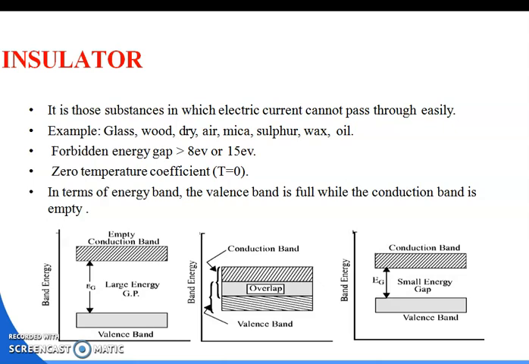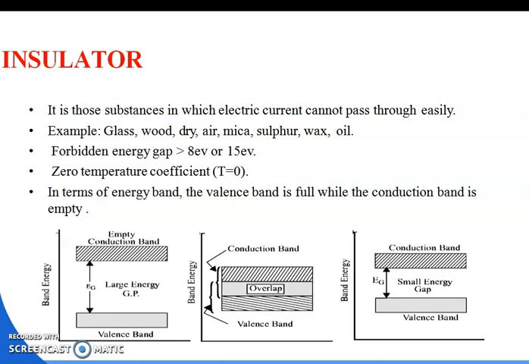So what is the forbidden energy gap in case of insulator? It is always greater than 8 electron volt. But in case of conductor, it is 0 electron volt. In case of semiconductor, it is a small energy gap, that is 1 electron volt. But in case of insulator, it is greater than 8 electron volt, maybe 15 electron volt, maybe 14 electron volt.